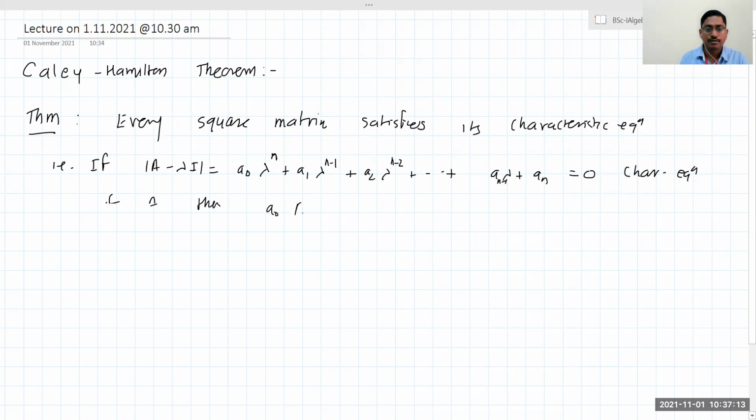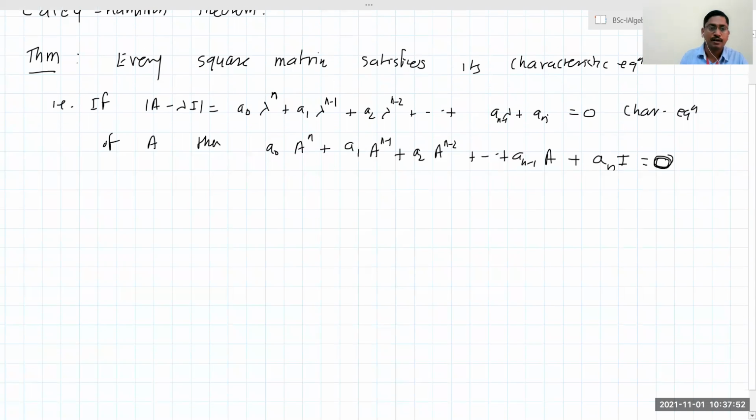It means: a0 is constant, you just take the power of A, n times. A raised to n means A is multiplied n times. Then a1 A to the power n minus 1, a2 A to the power n minus 2. Now these are the matrix entries. The last term is actually lambda raised to 0, so A raised to 0 means we have to write the identity matrix, because we are adding all these matrices, and this is going to equal the zero matrix of order n by n. So if this is the characteristic equation of the given matrix, then it has to satisfy this. We'll first prove this and then have an example of how it satisfies.